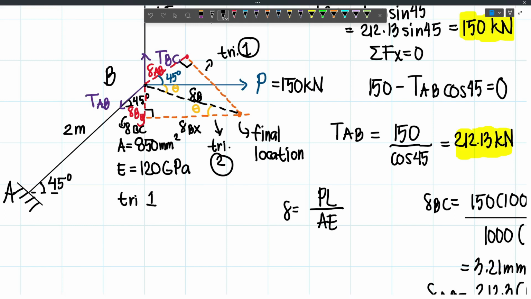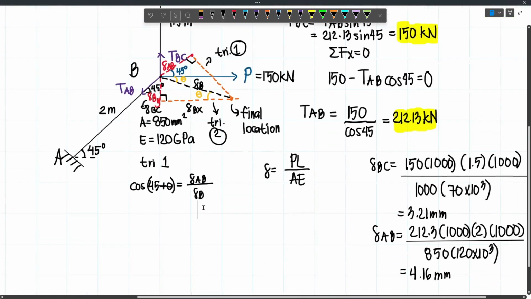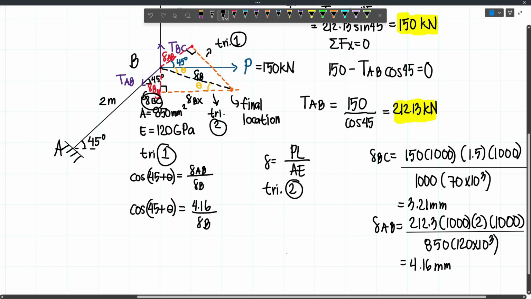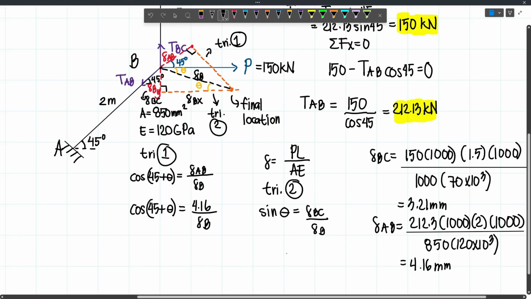So balik sa triangle 1, we can use the cosine relationship kay para ang atong ma-consider is ang adjacent side and kani siyang hypotenuse. And so cosine of kani siya nga angle, kanang total 45 plus theta, is equal to the adjacent side which is elongation sa AB divided by the hypotenuse nga elongation sa B. But nanatay value aning elongation sa AB which is 4.16. So cos 45 plus theta is equal to 4.16 over elongation sa B. And then sa atong triangle 2, we can use the sine relationship kay para ma-relate na tong elongation sa BC ug ang total elongation sa B. So sine theta is equal to elongation sa BC divided by elongation sa B, na kani siyang elongation sa BC is just equal to 3.21 mm.